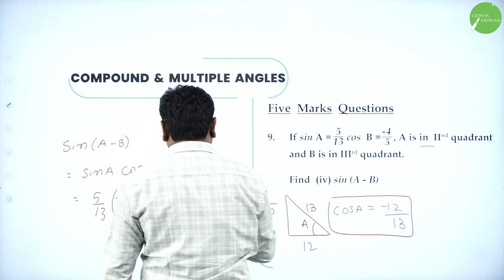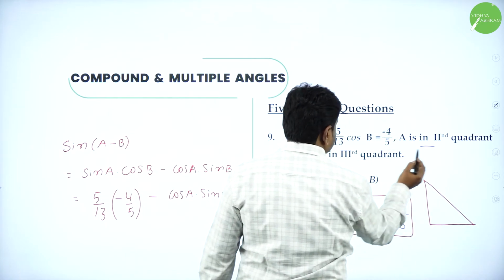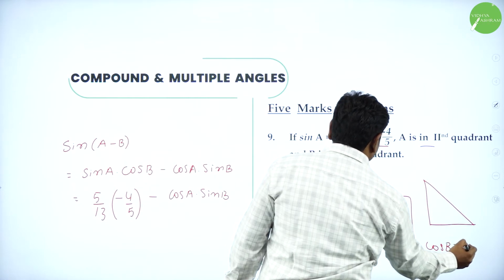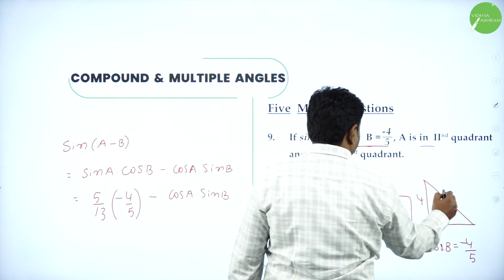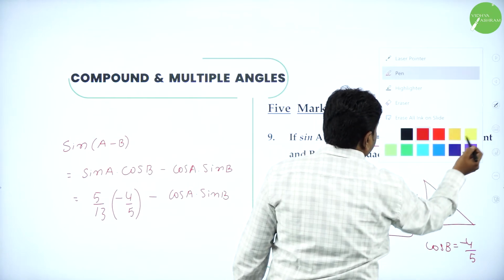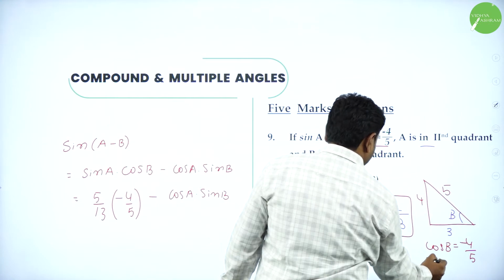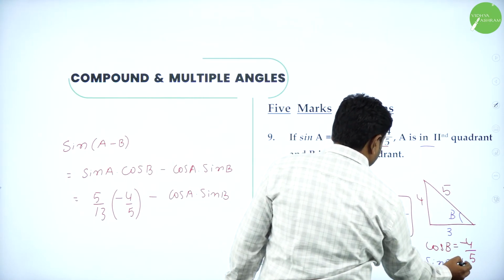And if you construct a triangle for B, one more triangle. So they gave cos B. Cos B is given, B is in third quadrant, minus 4 by 5. But to construct the triangle, we'll take 4 by 5. Missing number is what? 3. So Pythagorean triplet, I'll take 3. This is B. Now from this, what is sin B? Opposite by hypotenuse. Opposite is what?